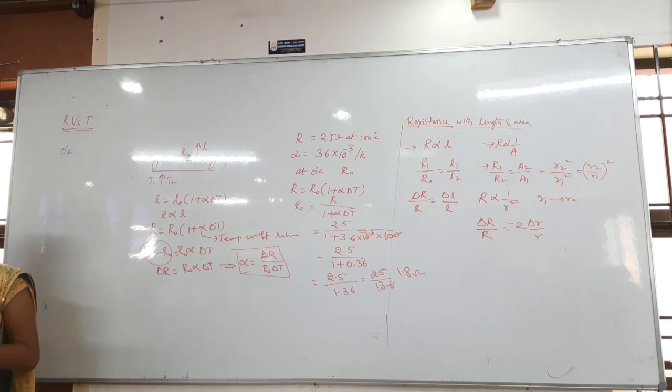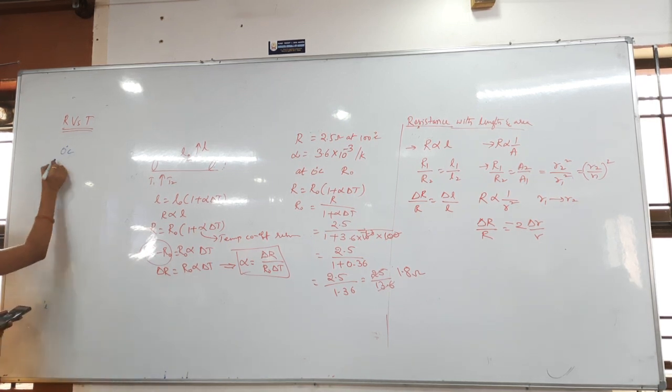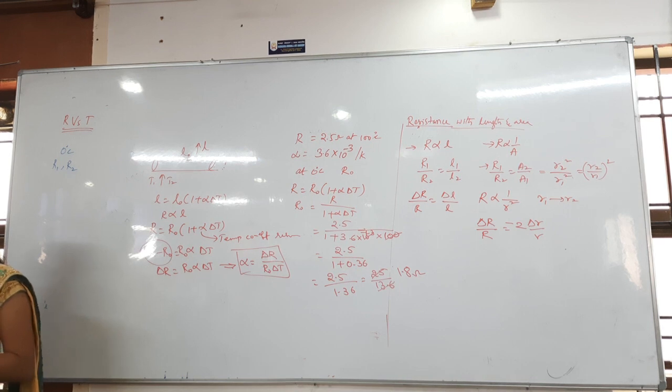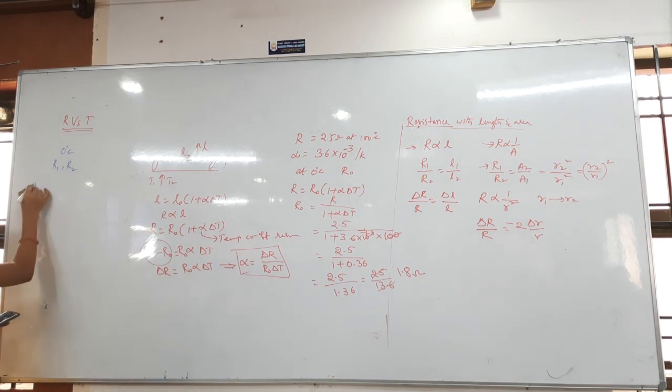The same concept applies here, but you have to understand at what temperatures they are asking. First, the two resistors have resistances R1 and R2 at 0 degrees Celsius. After that, they are connected in series. What is the series combination of resistors? R1 plus R2. Okay, finished. Next, come to the next line.